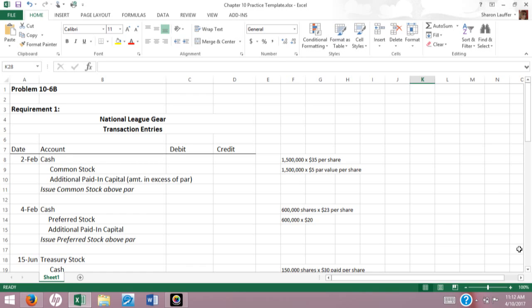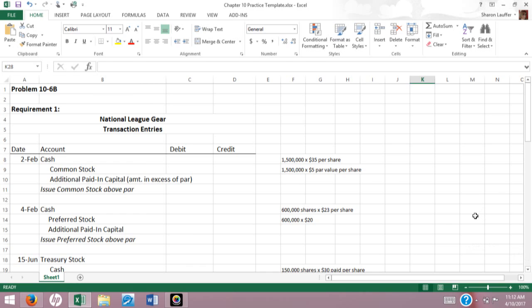And if you are using the electronic text, I think there's a misnumbering on it. Mine says P1-7b and it should be P10-6a. So you want to look for the problem that starts with National League gear. If yours is misnumbered as mine is, just try to find the problem with those wordings.